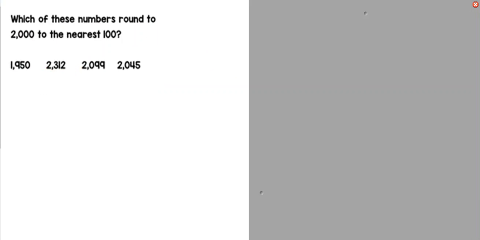So which of these numbers rounds to 2,000 to the nearest 100? Okay, so remember we are rounding here to the nearest 100. So you're going to have a look for your hundreds column and identify it in each one, like that. And then you are going to decide which numbers round to 2,000. So remember, 5 and more, you round up. 4 or below, you round down. Okay, pause the video now and have a go at this one.